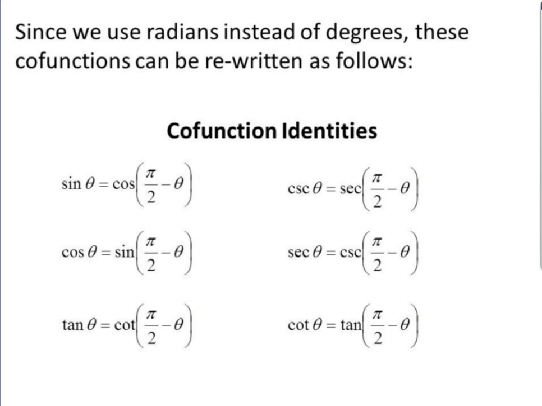Now, instead of 90 degrees, we can write this in radians. Remember, 90 degrees in radians is pi over 2. So this gives us our cofunction identities. We know that the sine of theta is equal to the cosine of 90 minus theta, or pi over 2 minus theta. And we can have the same thing for all of these.